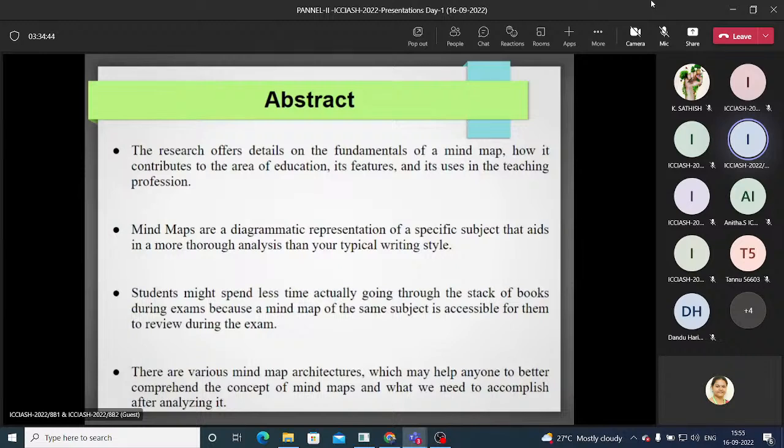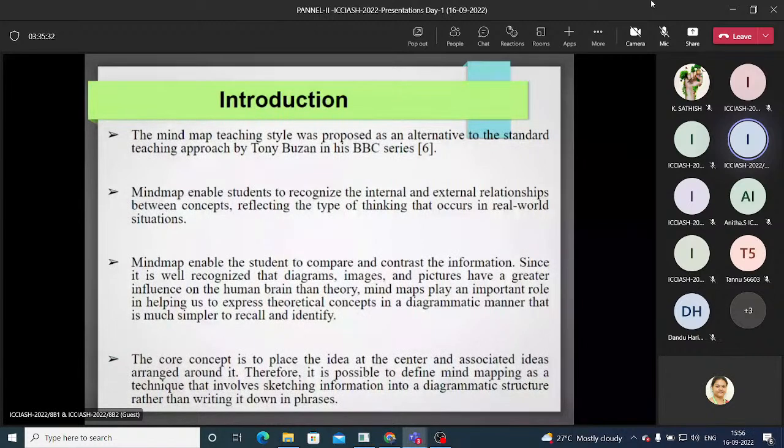There are certain processes and features that we are going to see. Students might spend less time going through a stack of books during the exam, because the mind map of the same subject is accessible for them to review during the examination. So instead of reading multiple books, you can take one concept and draw a mind map for it, and it will be easy for you to remember, easy to use and easy to write down with respect to that topic. That is how you can draw a mind map and benefit from it. There are various types of architecture that we are going to see by analyzing it. So, introduction: this concept of the mind map was given by Tony Buzan in the BBC series.